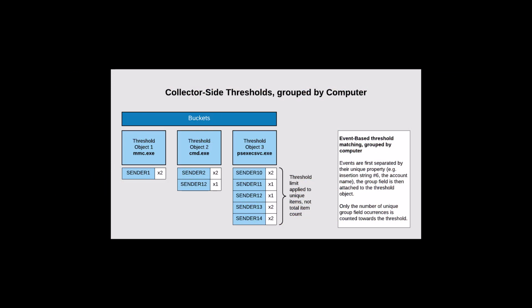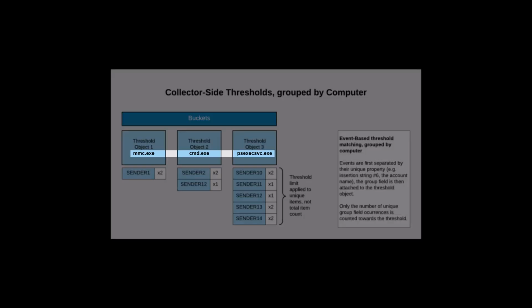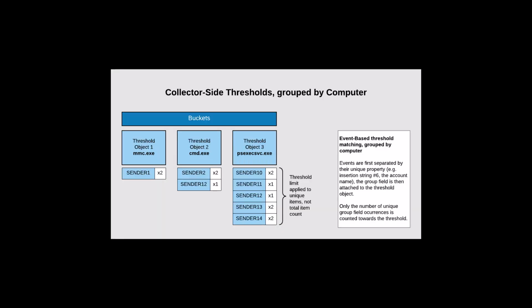So when we have a collector side threshold that's grouped by, for example, computer, and that's the most common one that you're going to want to use, every time an event is being processed, the insertion string is being extracted. And in this case, and just like shown here, it will be the process name. For example, mmc.exe, cmd.exe, whatever is being launched. And when that happens, the filter will also extract the computer name, because that's what's being configured in the group by settings. Remember, that was set to computer. And those computer names are going to be associated with those threshold objects associated with that process.